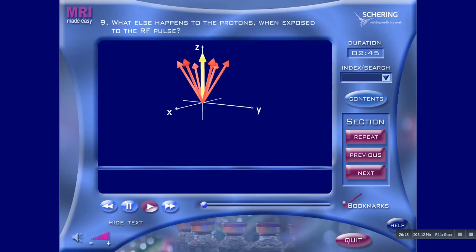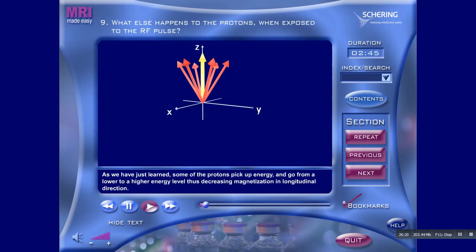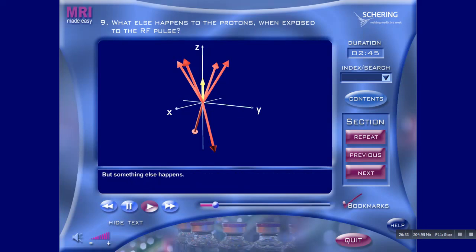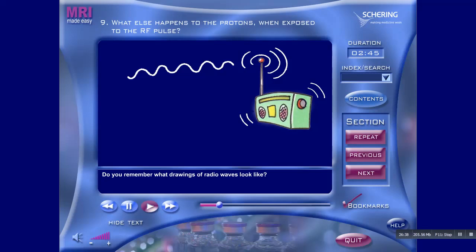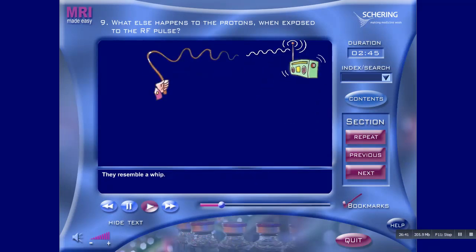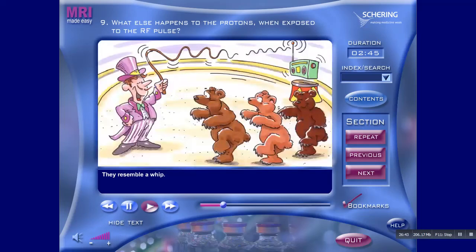As we have just learned, some of the protons pick up energy and go from a lower to a higher energy level, thus decreasing magnetization in longitudinal direction. But something else happens. Do you remember what drawings of radio waves look like? They resemble a whip. And what does a whip make the bears do? It makes them walk in line, in step, in sync. They are in phase.